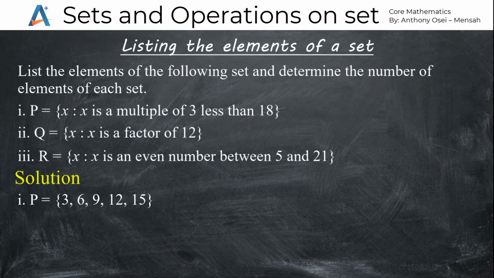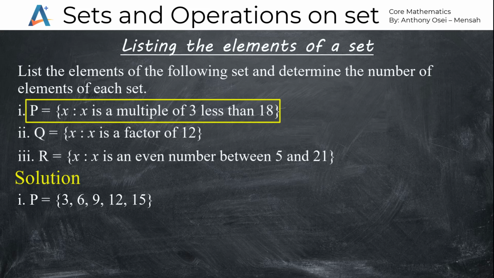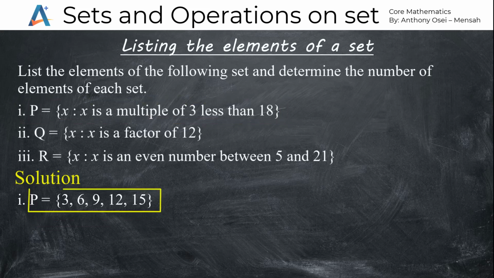Why are we ending on 15? Because the condition said less than 18. So you can get your multiple of 3 or multiples of 3. But make sure they don't become equal to 18 or above 18. So this is the set P. It's a complete set. Now let's see how many members are in the set P. I have 3, 6, 9, 12, 15, making it 1, 2, 3, 4, 5. There are 5 members. So the number of members of P is equal to 5. So the set P has 5 members.